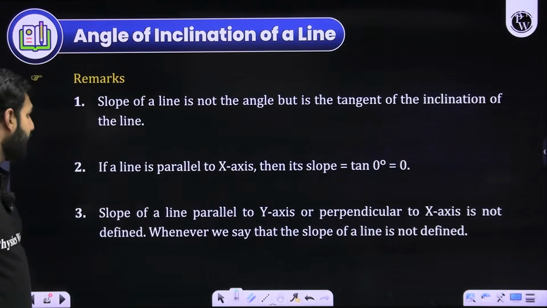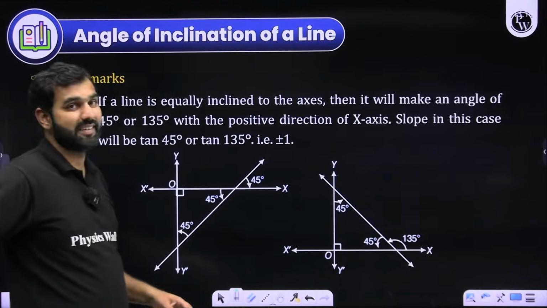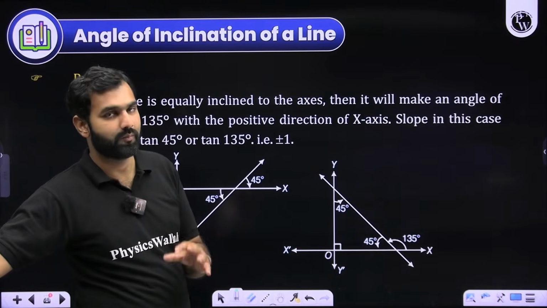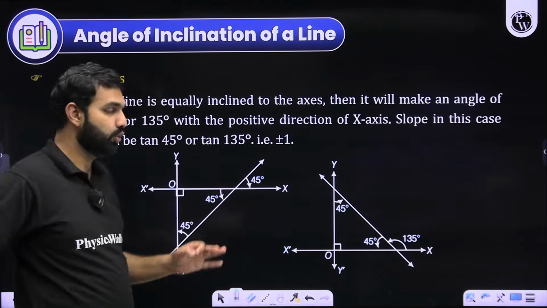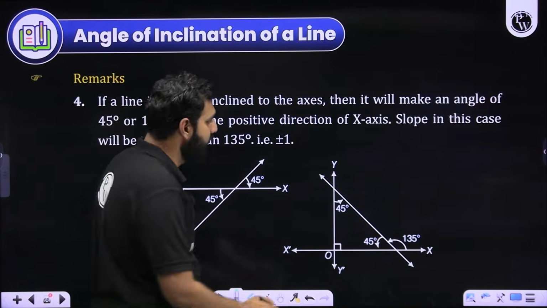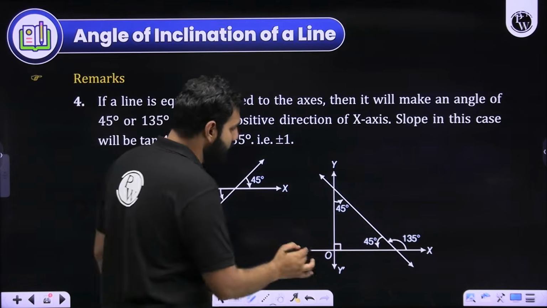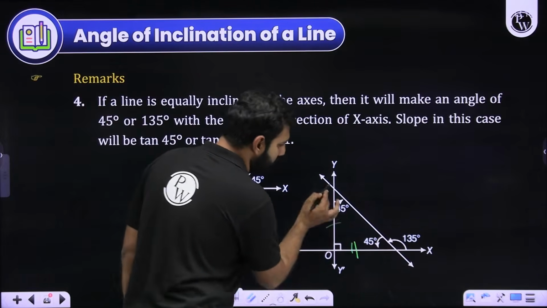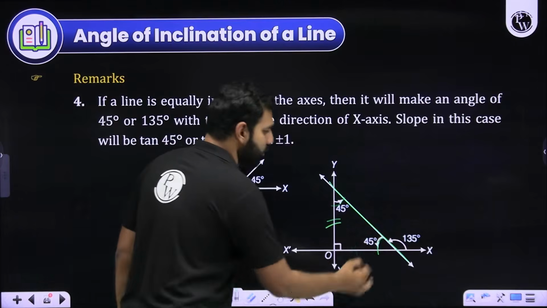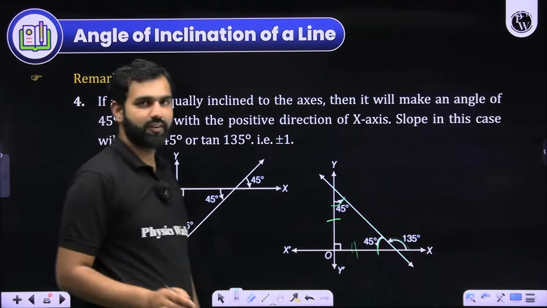Now, moving ahead towards the next part, whenever somebody says that a line makes equal intercept with both the axes, so these are the two possibilities. Or rather, there are four possibilities. The first possibility is the line is in the first quadrant. It makes equal intercept means what? It will make equal angles here. So the slope of the line could be tan 135, which is minus 1.